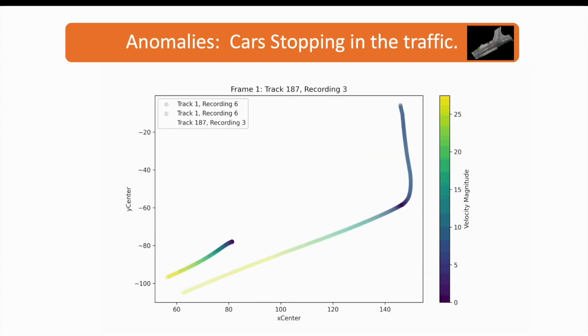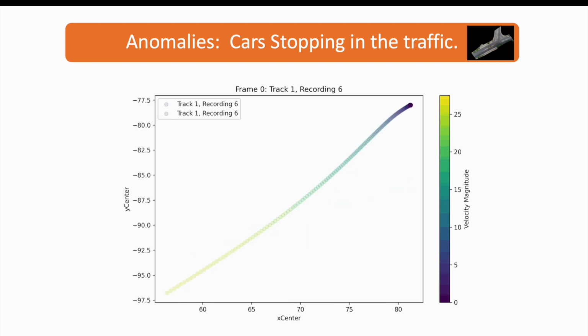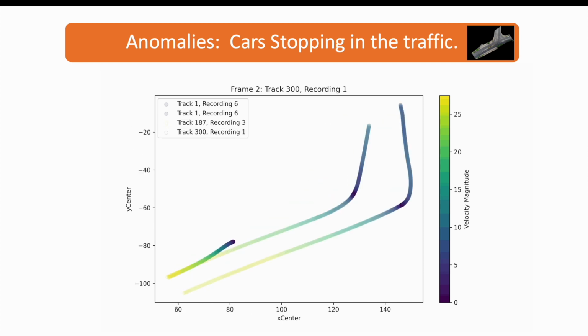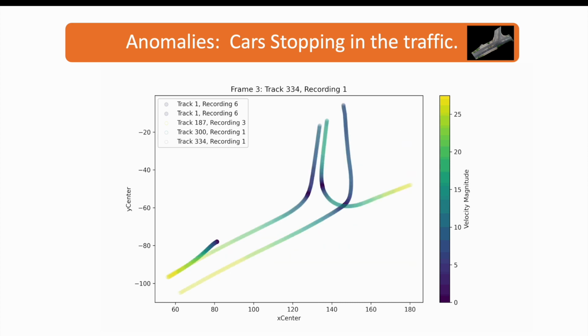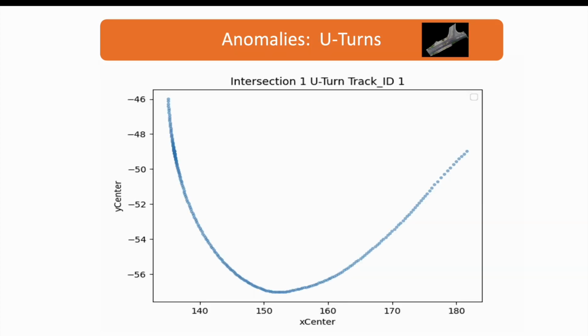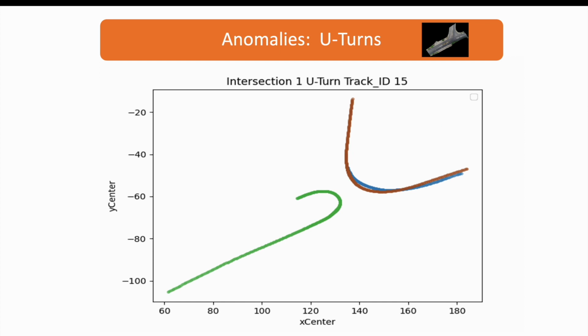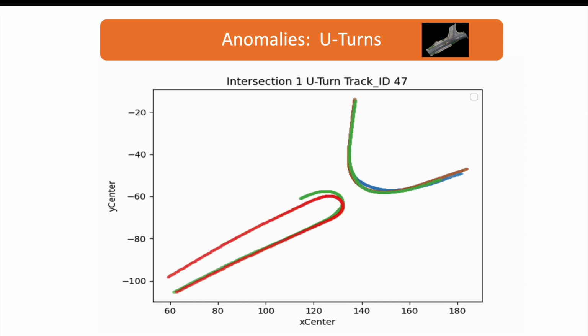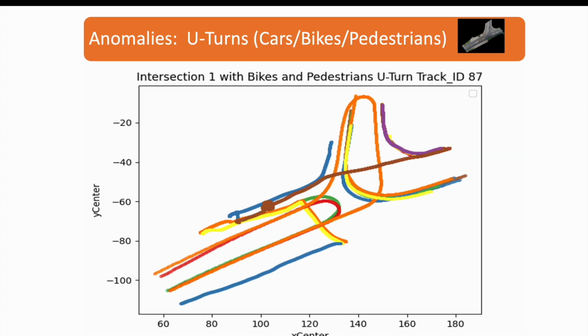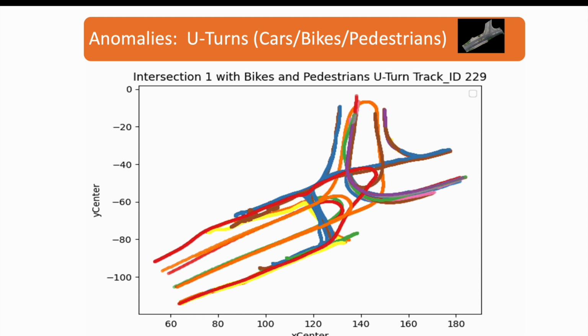Then the goal was to find anomalies. So when the car stops in traffic, you can see the purple line, which is showing 0 velocity, and there are certain tracks, track 1 or track 300, that stopped in between. Then there's a U-turn anomaly where people are taking illegal U-turns, and if I add the pedestrian data, you can see more data like this.